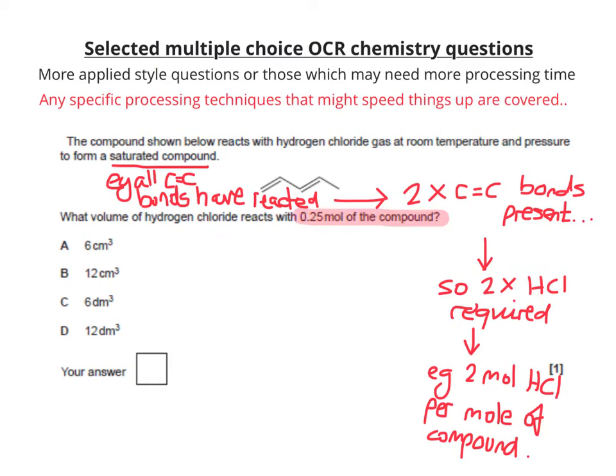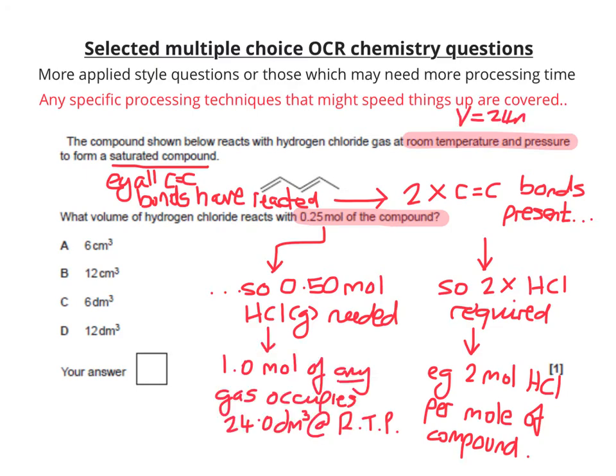Now I know that we've got 0.25 moles of the compound, so that means we need 0.50 moles of hydrogen chloride gas. If we look at the question, it also tells us that room temperature and pressure is involved. So therefore we know it's a V equals 24n question, and we know that 1 mole of any gas occupies 24 decimeters cubed. So 24 times 0.5 is going to give us 12 decimeters cubed, which in this case is answer D. Okay, let's go on to the next one.